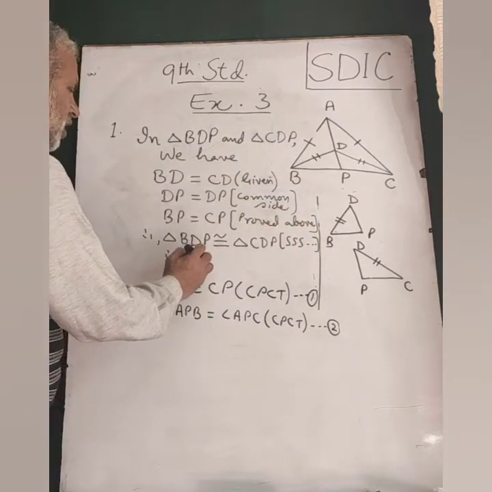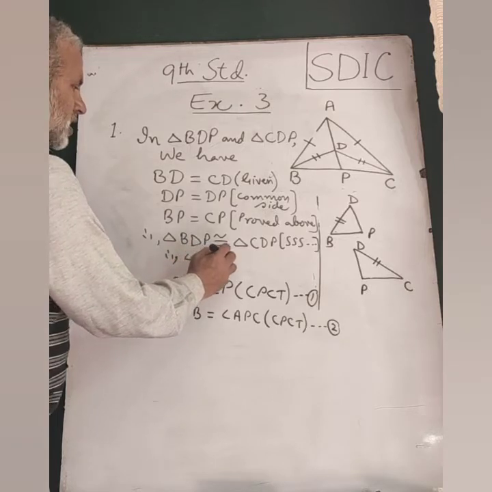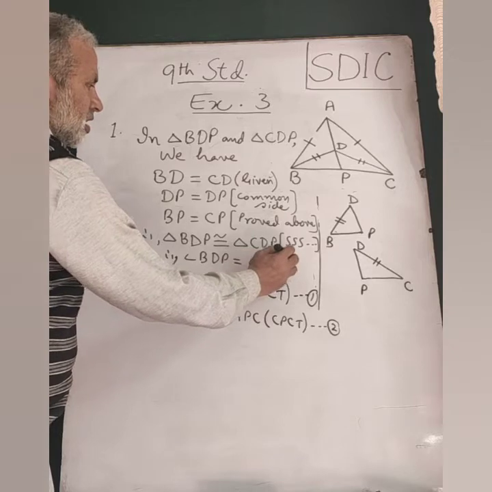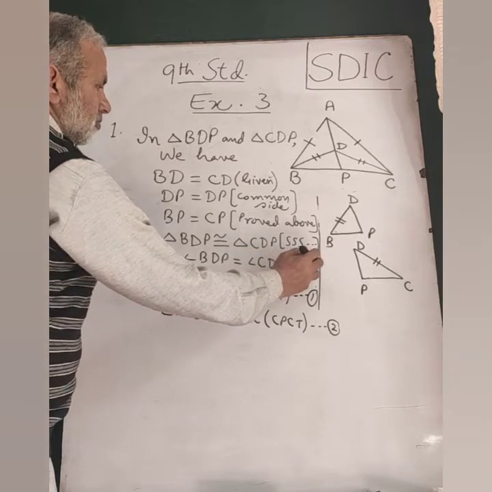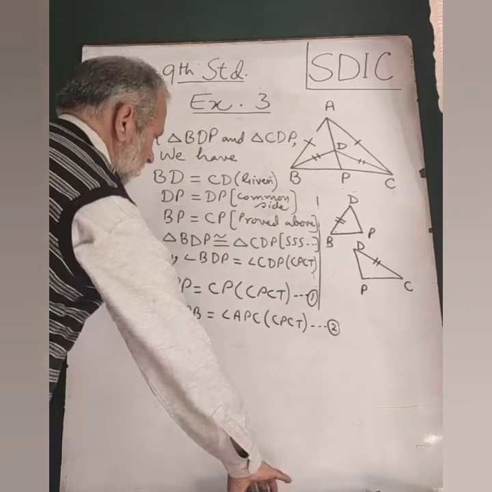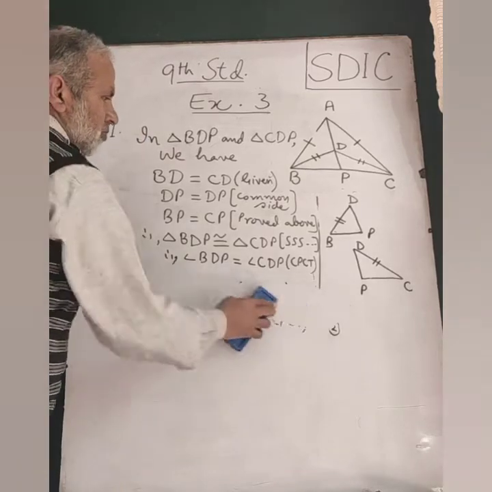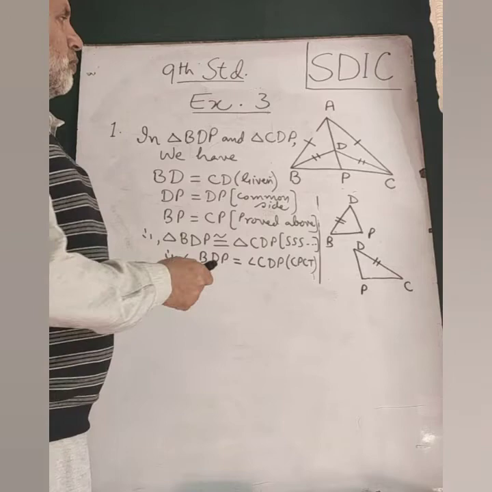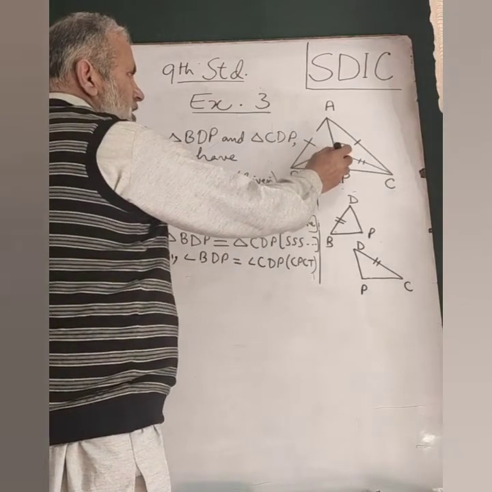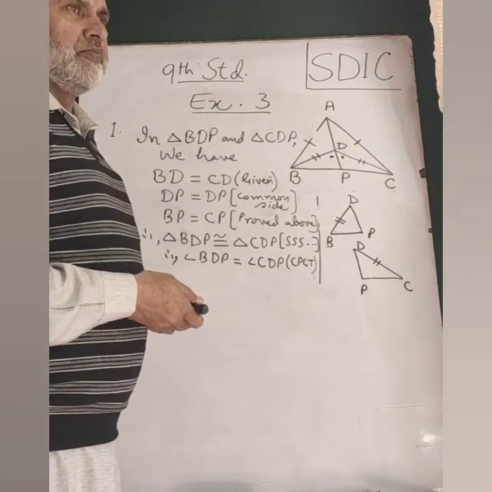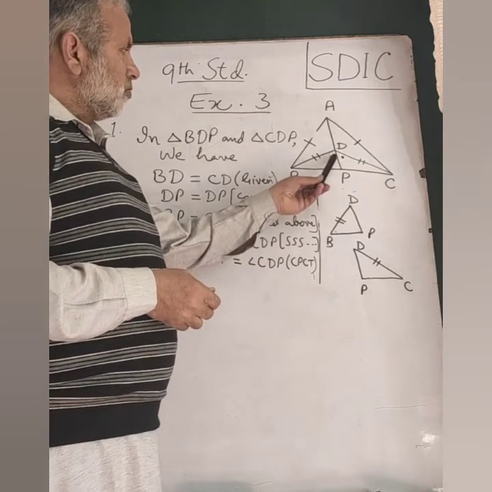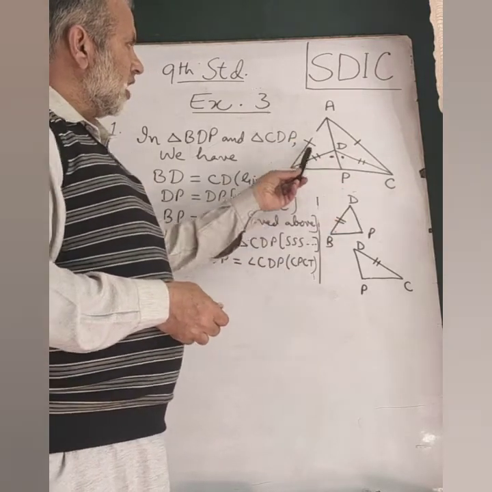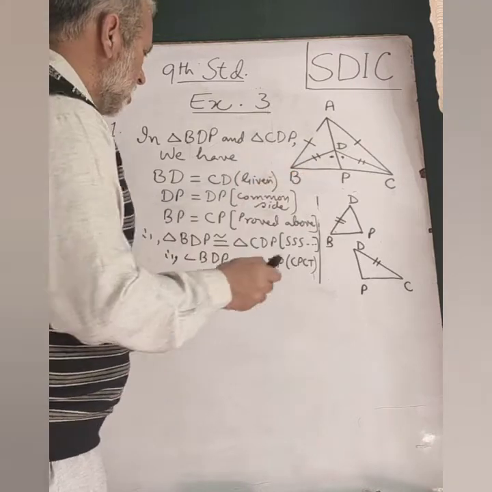Therefore, angle BDP is equal to angle CDP, CPCT. Thus we proved these angles equal. This angle we have now proved equal to this angle. Now means that this AP bisects this whole angle at vertex D, angle BDC.